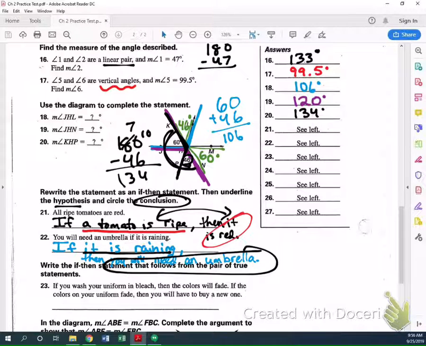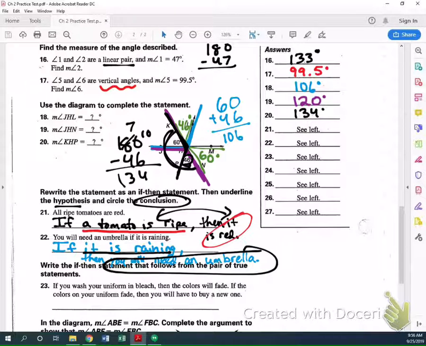Be careful on your test on Friday. Every year, someone skips the directions where it says to underline the hypothesis and circle the conclusion. You're doing that on your test, so just be ready for it. It's happening.